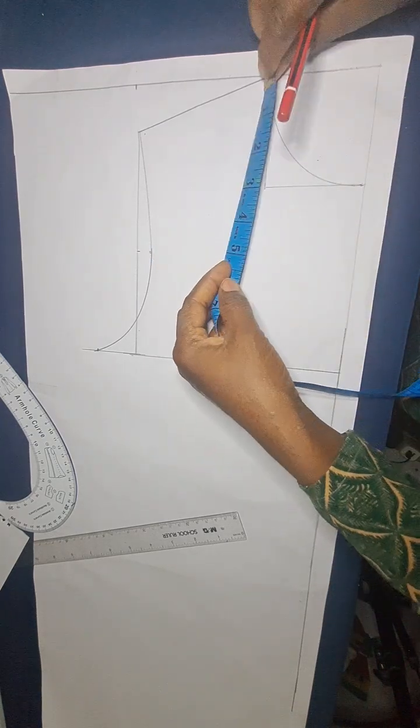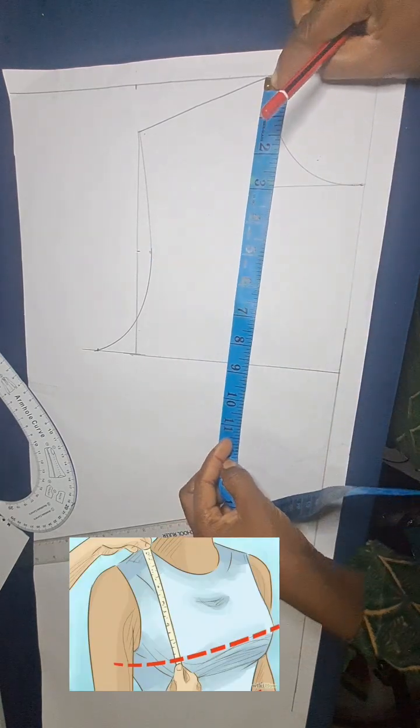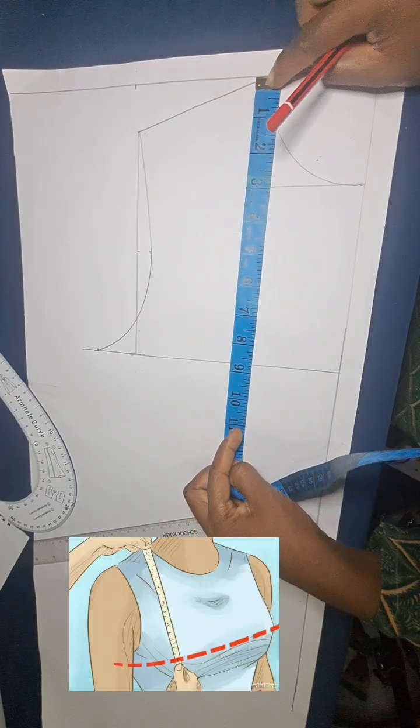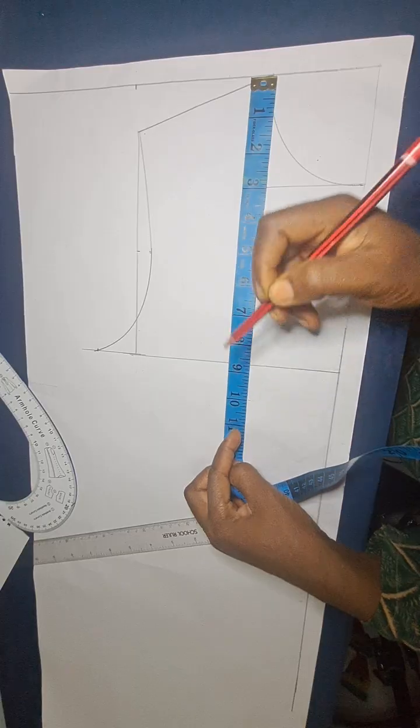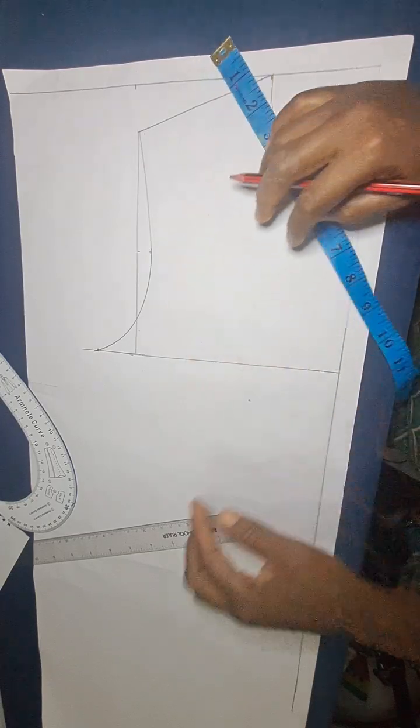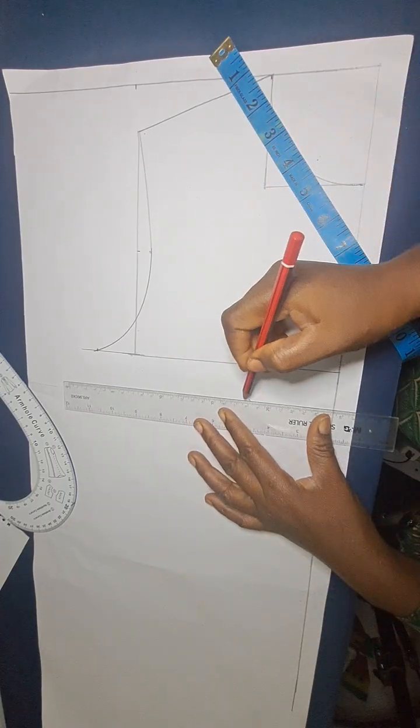Now I'll measure my shoulder to my bust point. My shoulder to bust point is 10 inches. So I'll mark 10 inches. I'll take note of it. 10 inches, that's my shoulder to bust.